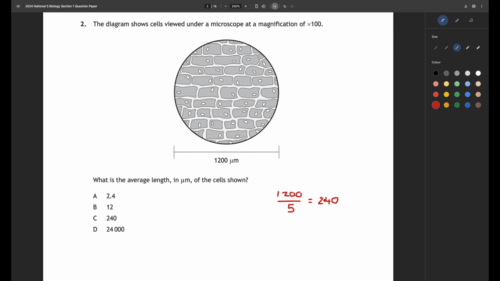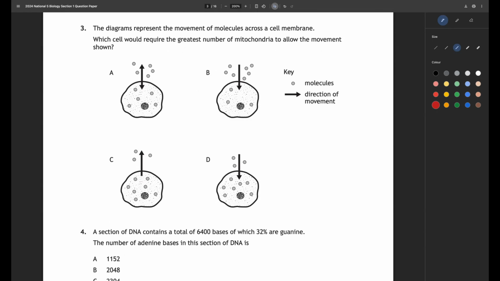Now it says that it's magnified by a scale of times 100 here, but we can actually ignore that because the scale's already in. Okay, question 3. The diagrams represent the movement of molecules across a cell membrane. Which cell would require the greatest number of mitochondria to allow the movement shown?